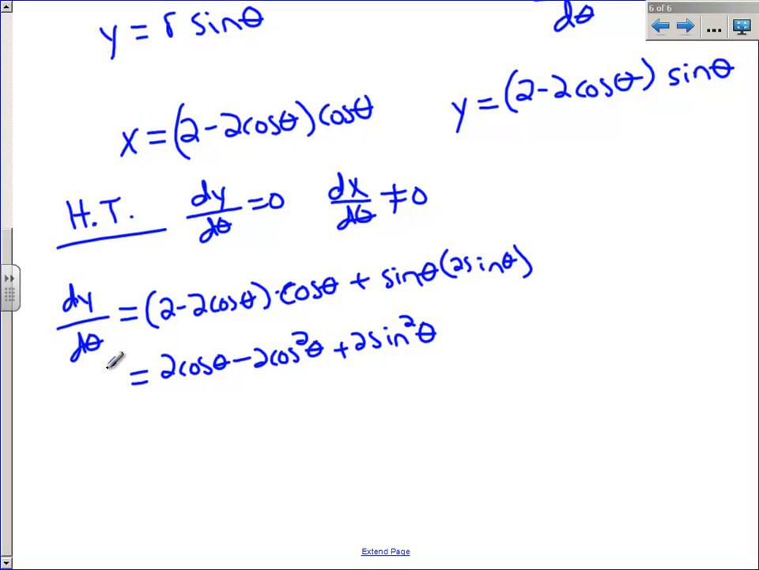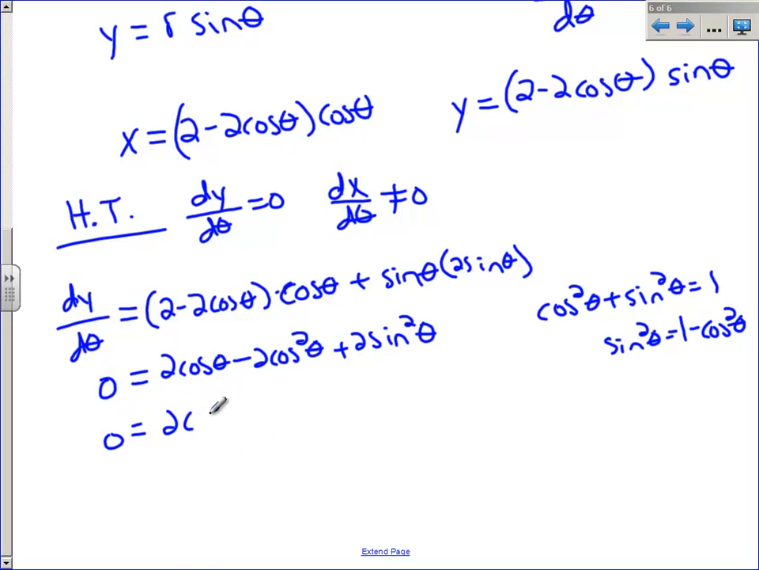And if we want to set this equal to 0, then I need to have one trig statement here. So I'm going to take advantage of our Pythagorean identity that says cosine squared theta plus sine squared theta is equal to 1. And I'm going to substitute for this sine squared. If you solve that for sine squared theta, you get sine squared theta equals 1 minus cosine squared. This is going to allow me to solve this equation. So I've got 0 equals 2 cosine theta minus 2 cosine squared theta plus 2 times 1 minus cosine squared theta. See that substitution I made there?